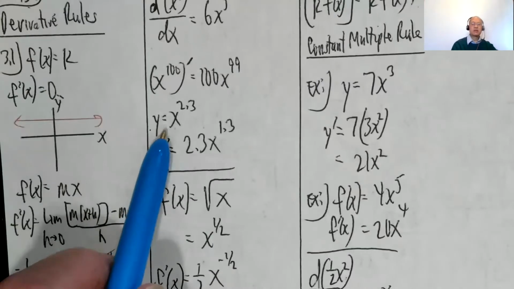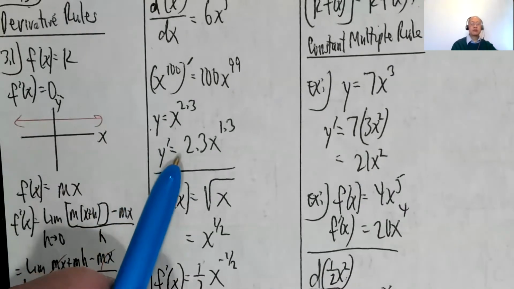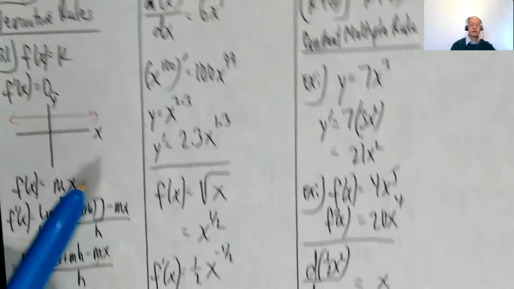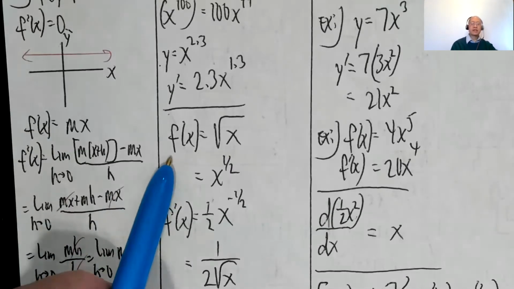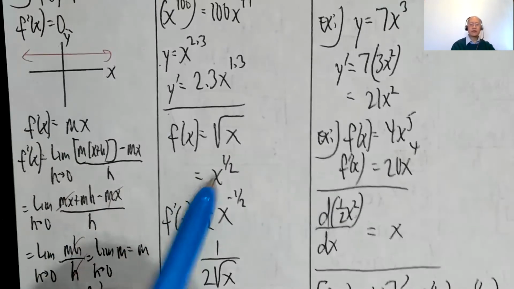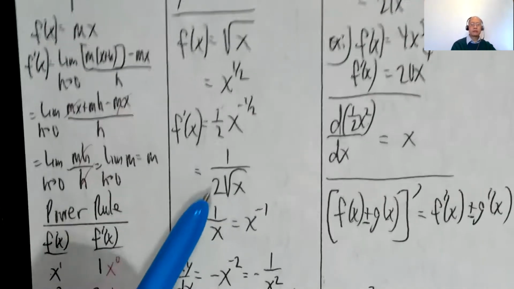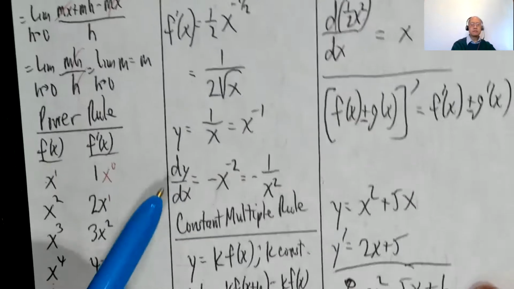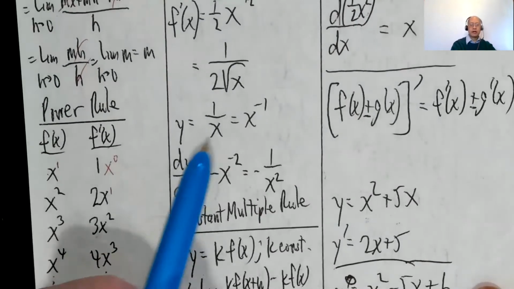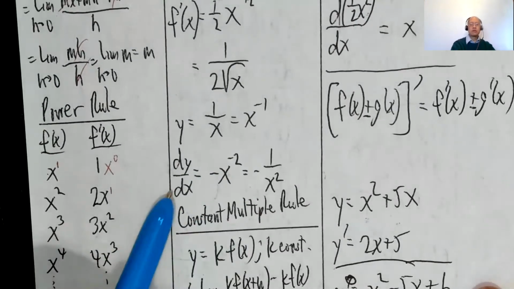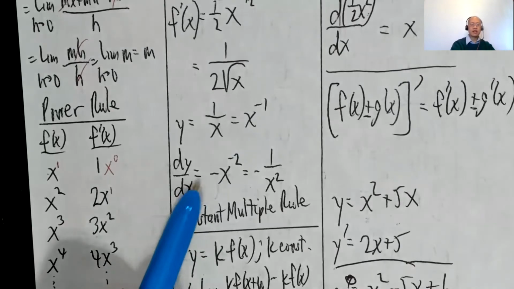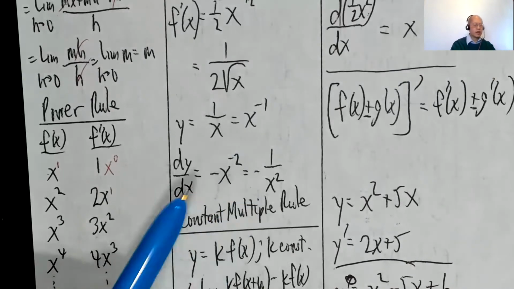If y is x to the 2.3, y prime is 2.3 x to the 1.3. If f of x is radical x, which is x to the 1/2, f prime of x is 1/2 x to the negative 1/2. We write it algebraically as 1 over 2 radical x. And 1 over x is x to the negative 1. So dy dx, that means the derivative, is negative x to the negative 2, or negative 1 over x squared.